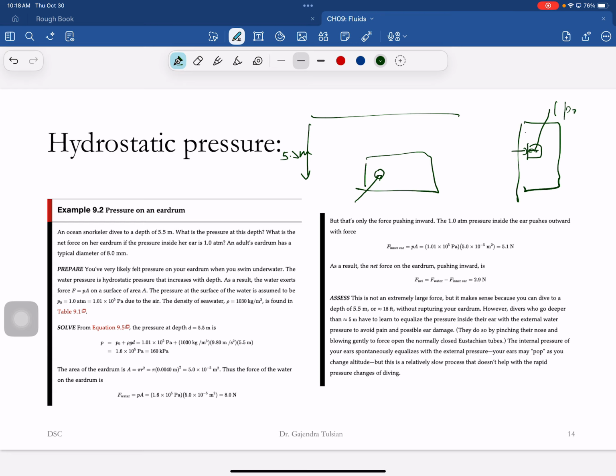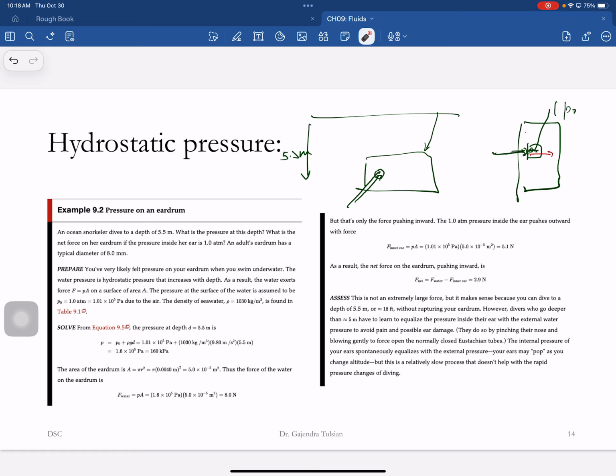Now, this is an enclosed area. When you went down, that pressure is still 1 atmosphere. But this pressure increased because you were underwater. And so now you had an extra force on this eardrum. Okay, and that's what this calculation is about. So when you were underwater, the pressure underwater is that. And the diameter of your eardrum is 8 millimeters. So that's how big your eardrum is.